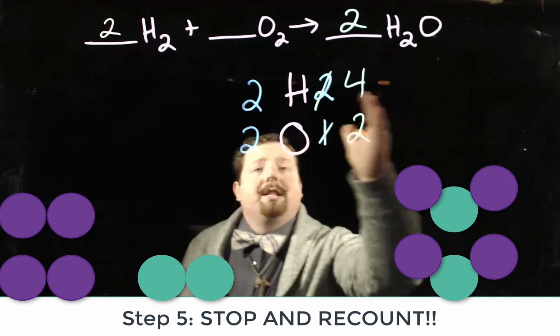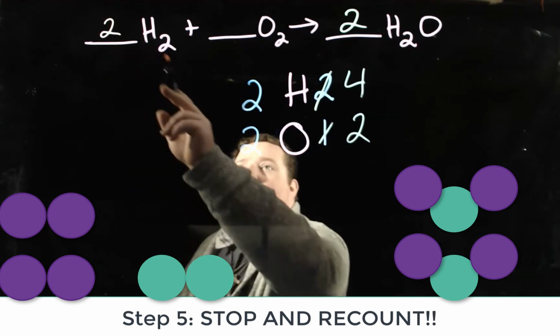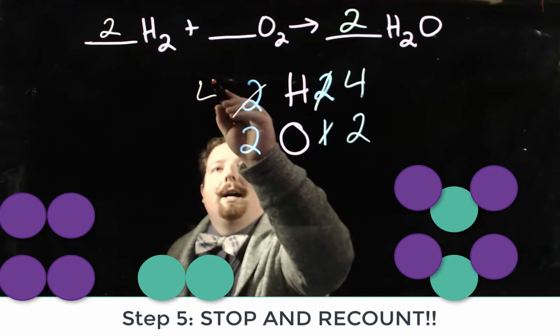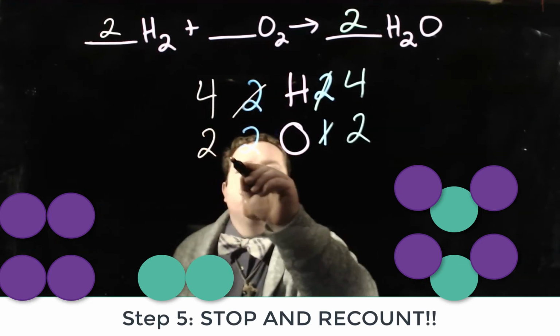So we only change the coefficient on the left side this time. That gives us 2 H2s, which makes 4 hydrogens. And we didn't change the oxygens at all, so it just stays 2.